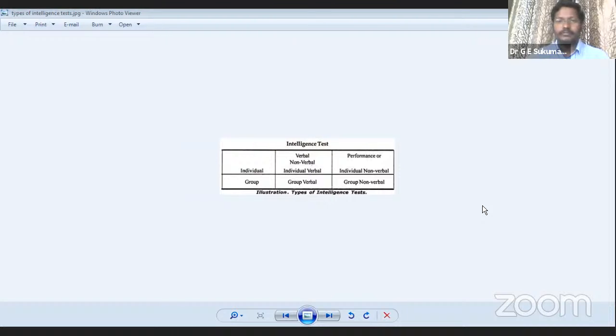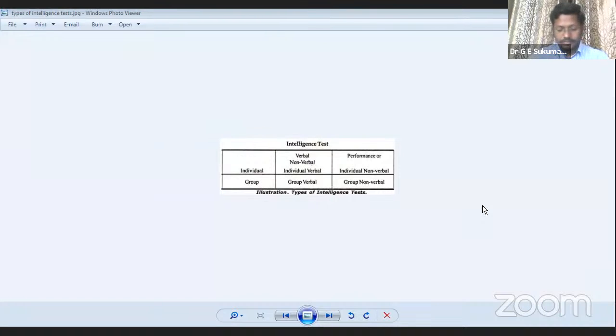So based on the test material, it can be either verbal, which makes use of language, or non-verbal, where there is complete elimination of language, and also a task manipulation or completion of task, which is called a performance test. So this is how our psychological tests can be classified based on administration and based on the materials.